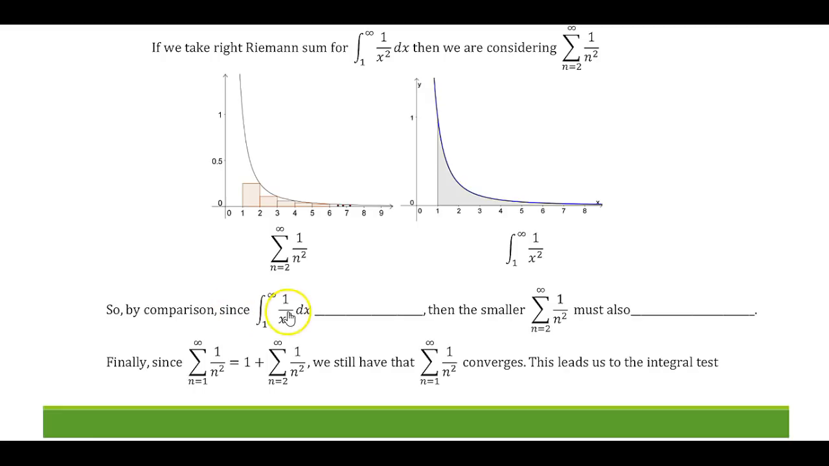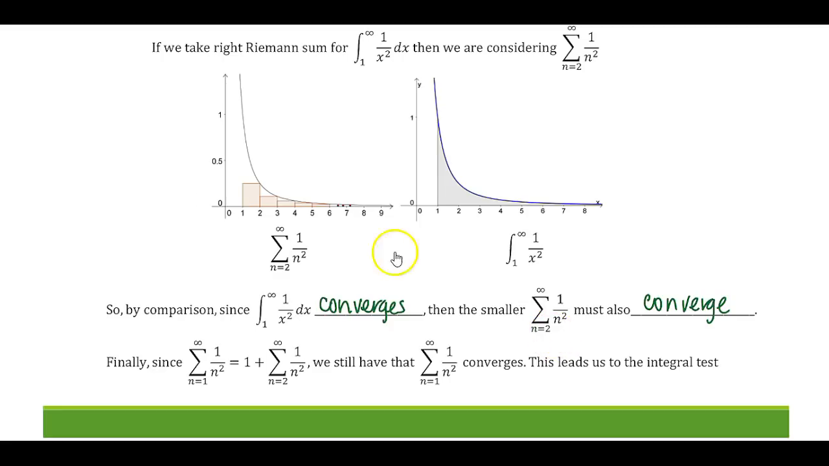So by comparison, since the integral from 1 to infinity of 1 over x squared dx, that's this over here, we know this converges because 2 is greater than 1, so we know this converges. Well, then the smaller series, n equals 2 to infinity of 1 over n squared, must also converge.